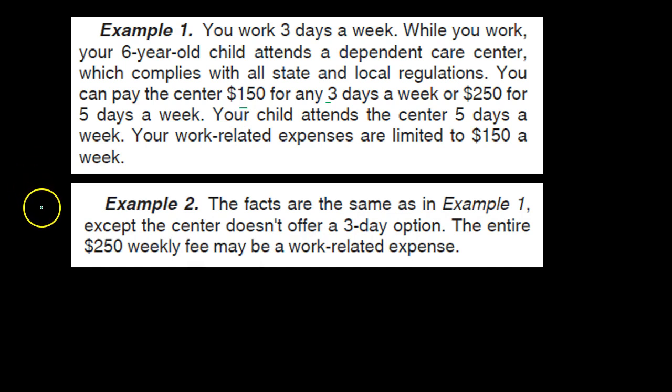Example 2, the facts are the same as example 1, except the center doesn't offer 3-day options. So here's the example that we would expect to see. It's not just any 3 days possibly. They don't offer that option. And they say the entire $250 weekly fee may be a work-related expense because you have to pay $250 for the 5 days, and if you only use 3 of them, then okay. Well, in that situation, we've already paid the $250 to get those 3 days because we didn't know which 3 days it was going to be. So in that case, you'd get the full $250.